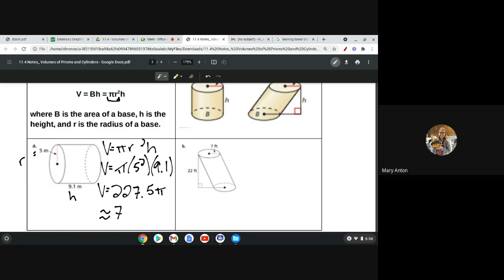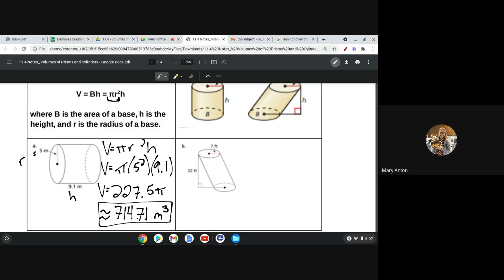And that gets us 714.71 cubic meters is our label. And that's our approximated volume of that cylinder. Now, how about this next example?